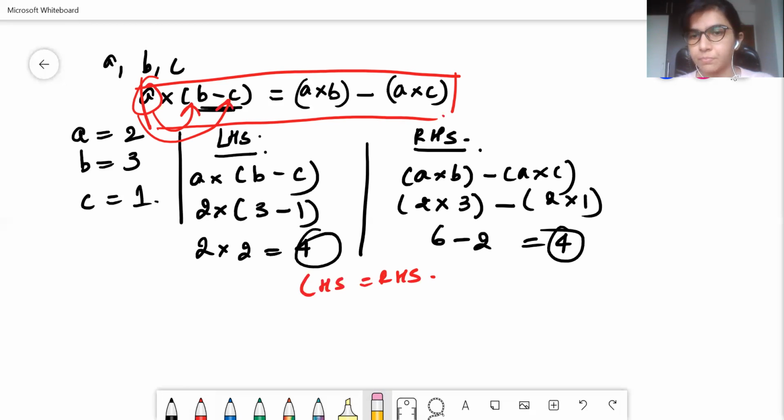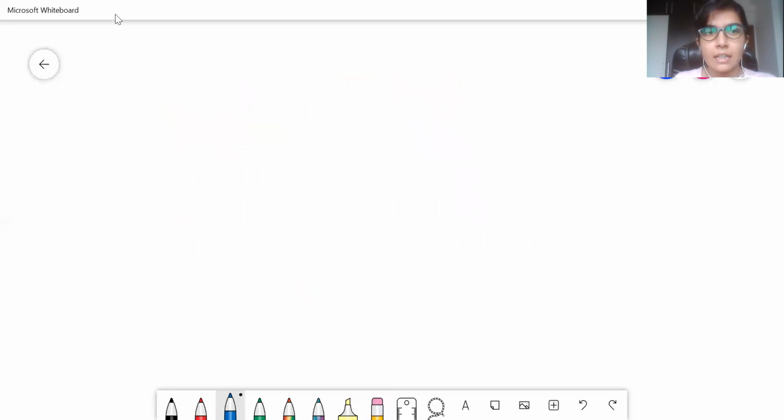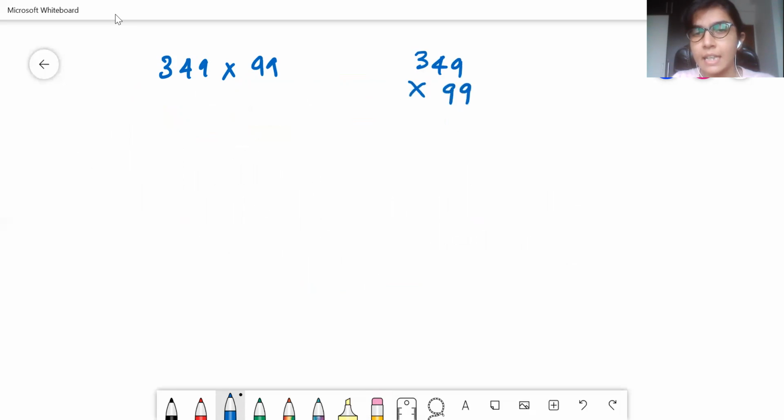Let's quickly take one example in this category. Suppose I say 349 into 99, if I have to solve this question. Traditionally, you would have done 349 into 99 and solved it like this if I would have given you this question. But how to make this calculation faster using distributive property?